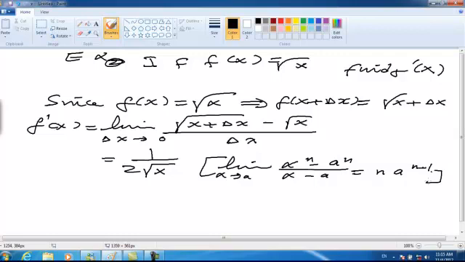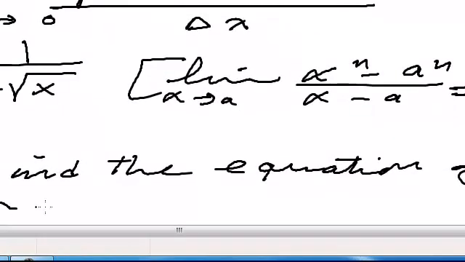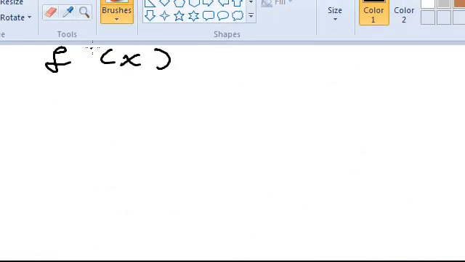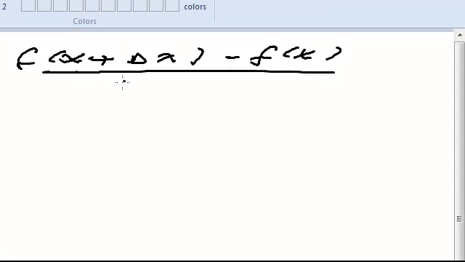Example 3. Find the equation of the tangent line for f of x equals 2x plus 1 at the point 1 and 3. First f dash of x equals the limit of f of x plus delta x minus f of x, divided by delta x, as delta x tends to 0.